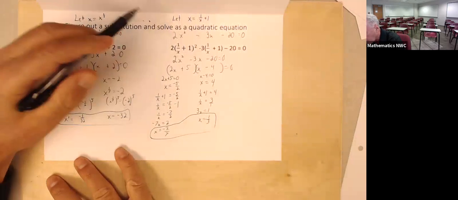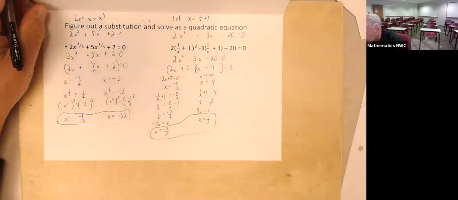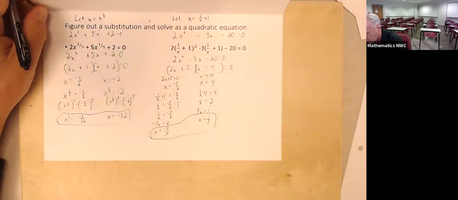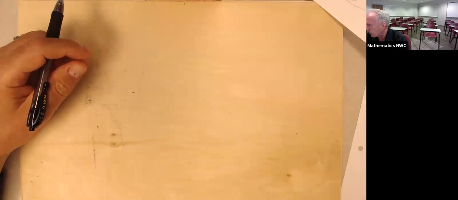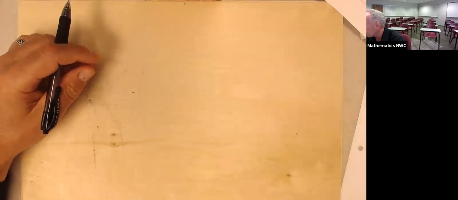Usually by squaring both sides, you don't have issues with extraneous roots as much as with the square root of both sides. That completes our lesson for today.